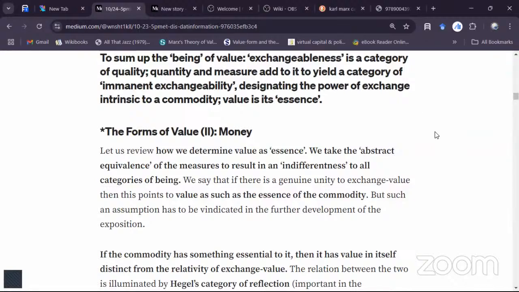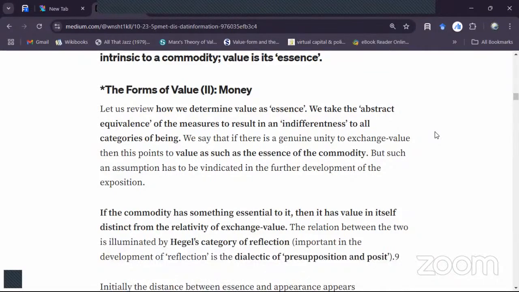Now, you can see this can be scaled up from what I have been describing in examples as individual consumer behavior, as opposed to market behavior or group behavior. If the commodity has something essential to it, then it is value in itself, distinct from the relativity of exchange values. In other words, it's out there to sell stuff, and people will buy it. Maybe you forced it because it's a point of sale item or blah, blah, blah. Things are going on here, but there is this process that is phenomenological, but you don't want to go that way necessarily.